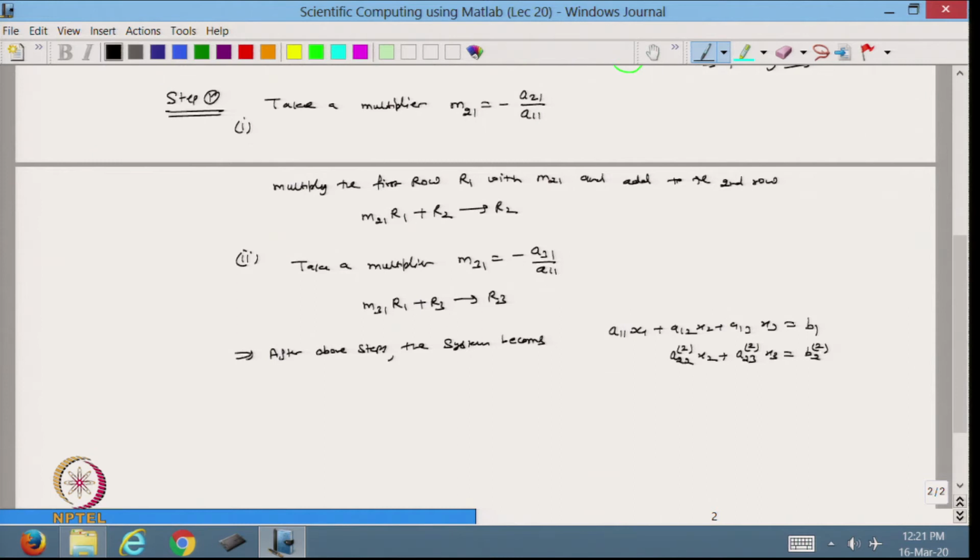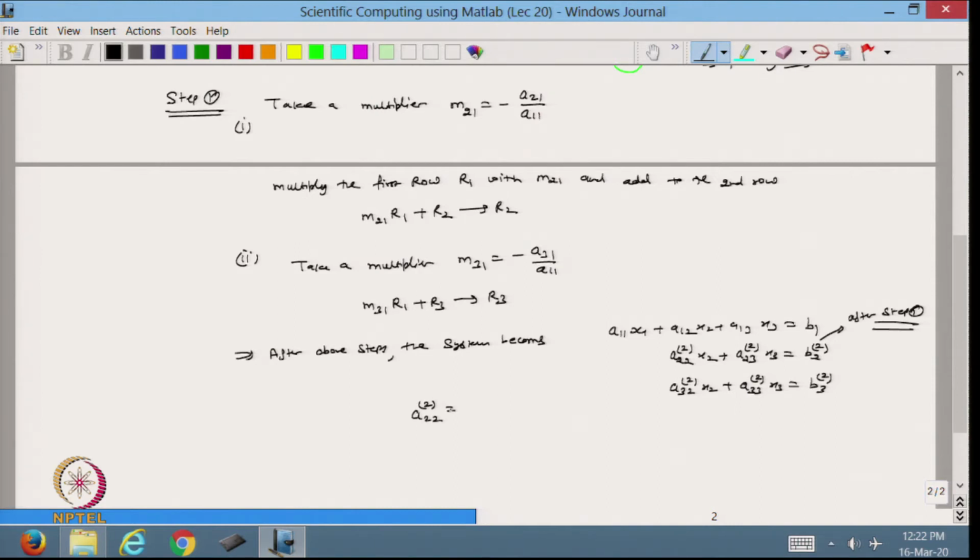Okay. So, I will get this one, then I will get here A32 x2 plus A33 x3 is equal to B3. So, this is what I am writing here. So, that is the system after step 1, or after iteration 1. So, I am getting the value of here. So, what is the value of A22?